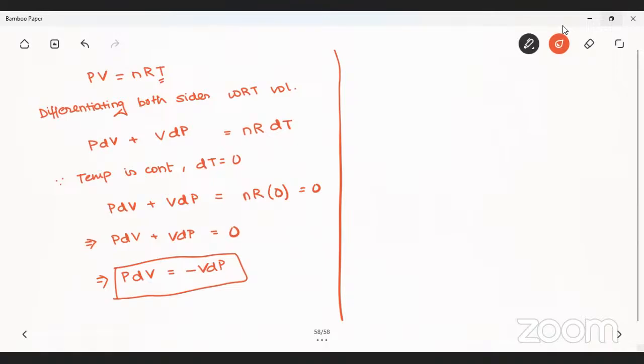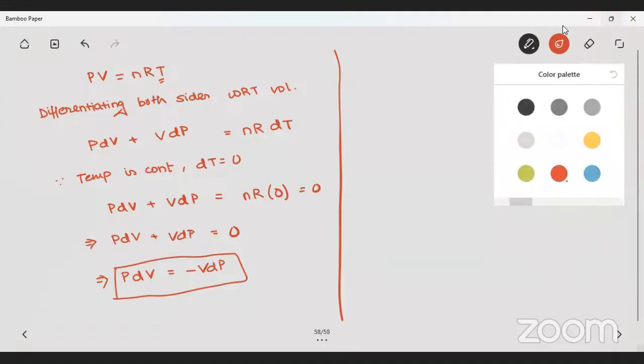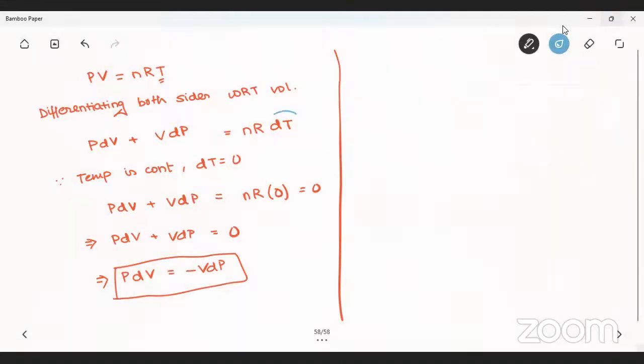But for our question, we know temperature is constant because I have considered pressure and temperature to be constant. So dT becomes zero. If something is constant, then its derivative becomes zero. It is the rule of derivatives. If anything is constant, then its derivative is zero. Is this part clear? So far? Yes, ma'am. Good.